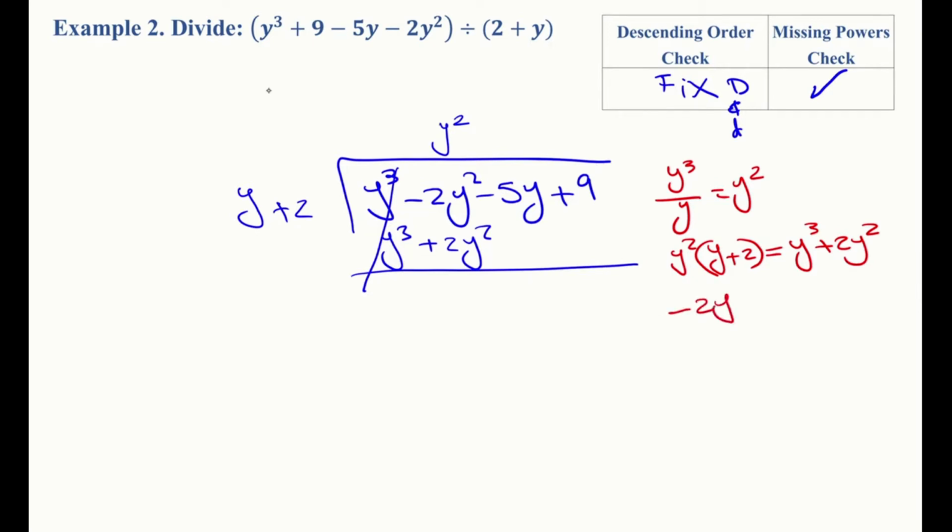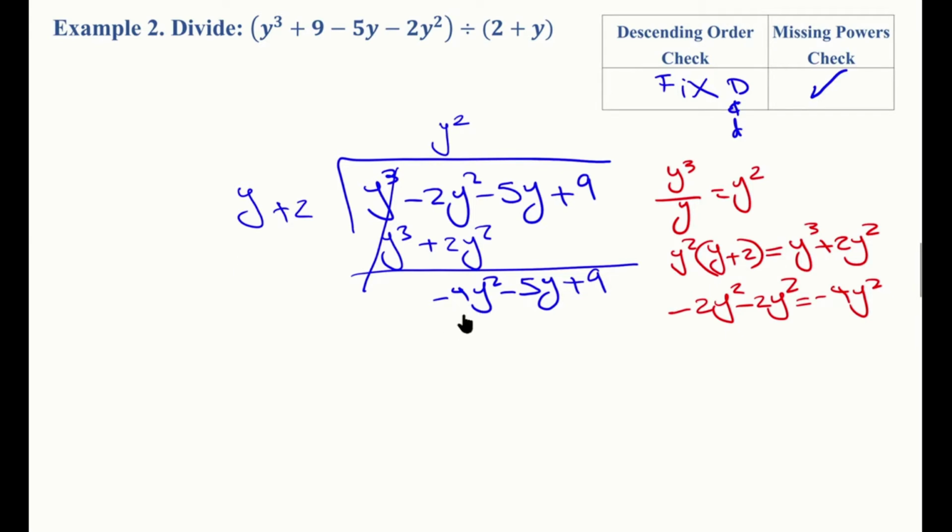Negative 2y squared minus just 2y squared. We don't need to write the plus, right? So that's going to give us what? Negative 4y squared. So down here, a lot of people who make a mistake, they cancel these. You're not adding, you're subtracting. Top minus bottom. It's always like that. So negative 4y squared, we can go ahead and bring down the other terms. Minus 5y plus 9.